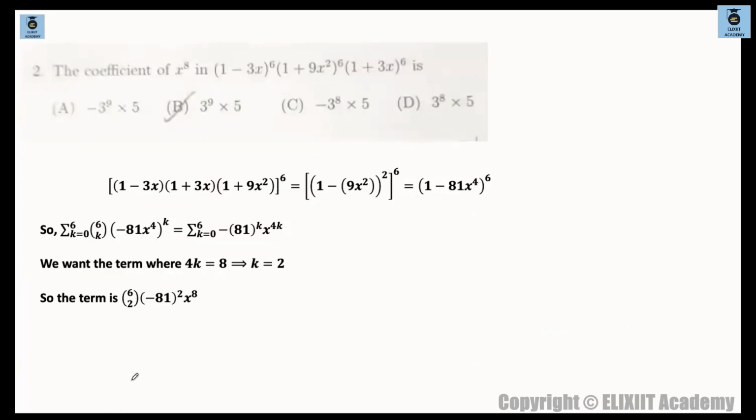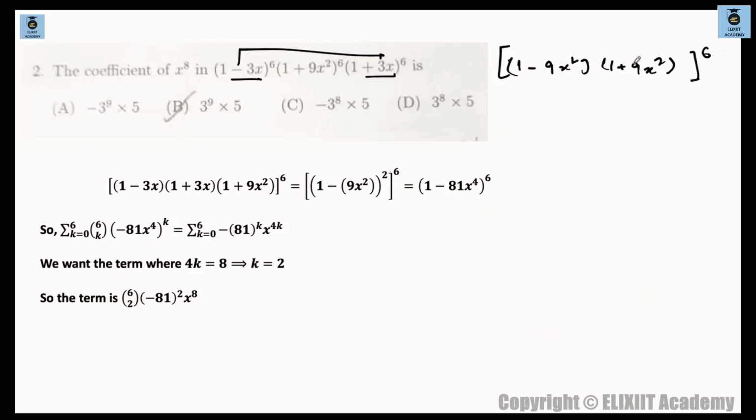Okay, so we have the next question from binomial theorem. We have to find the coefficient of x to the power of 8 in this expansion. This was one of the easiest questions. You all can see the expansion given over here is a very simple one. You combine these two terms, 1 minus 3x and 1 plus 3x. Once I combine these two terms, what will I get? 1 minus 9x square, and then multiplied by 1 plus 9x square. All of them have the power 6. So this is one benefit which we are having.